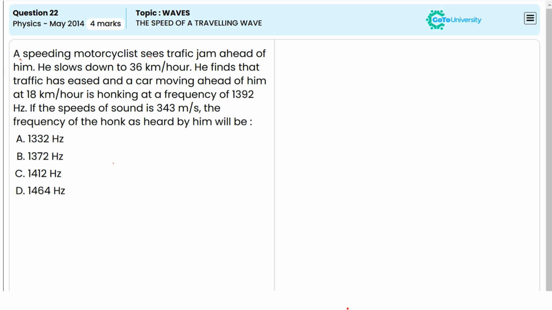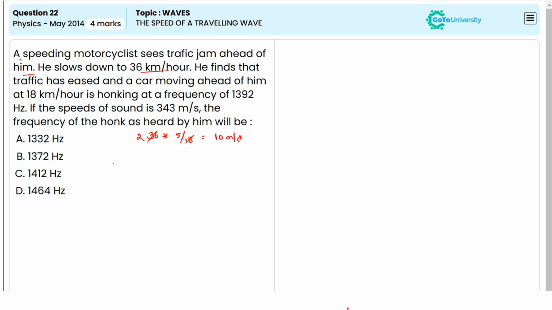The speeding motorcyclist sees a traffic jam ahead of him. He slows down to 36 km per hour. That is 36 kilometers per hour to meters per second, which is 36 into 5 by 18, that is equal to 10 meters per second.